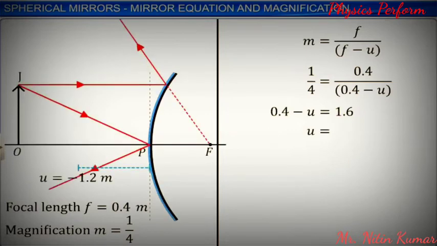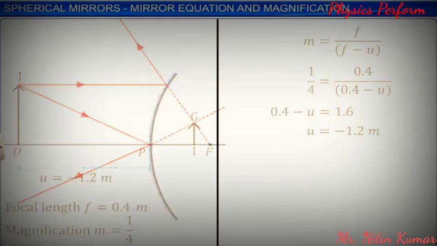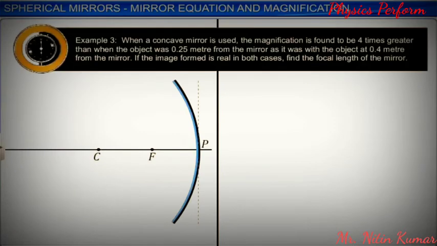Example 3. When a concave mirror is used, the magnification is found to be 4 times greater when the object is 0.25 meter from the mirror than it was with the object at 0.4 meter from the mirror. If the image formed is real in both cases, find the focal length of the mirror. Solution. Since the images are real, both the magnifications are negative.